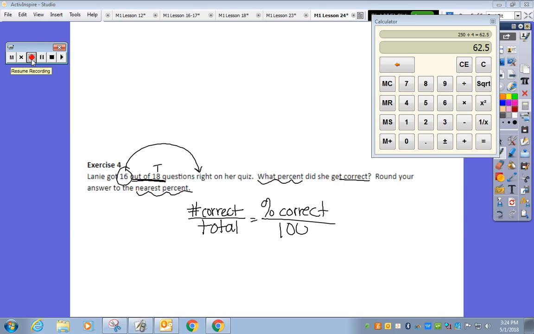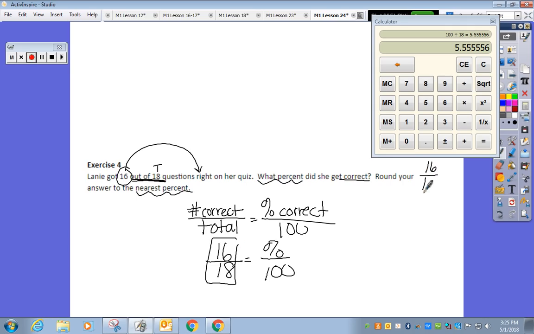Okay, so the number correct is 16. The total is 18, and I'm going to put percent over 100. If I go to divide this, 100 divided by 18, I get a big, long repeating decimal, which tells me I'm going to want to look at this fraction and try and simplify it. So to the side, I'm going to simplify this by dividing both of these by 2, which gives me 8/9. So I'm going to replace the 16/18 with 8/9 and set it up equal this way.